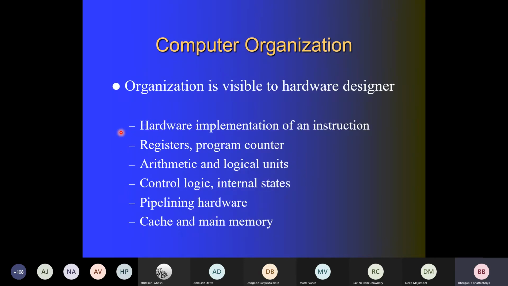On the other hand, organization is visible to the hardware designer. How would the instruction actually be implemented in hardware? How many registers should there be? What is the program counter? How should the arithmetic and logical units be built? How do you design the control logic or internal state? How do you implement pipelining hardware? What are the implementation details of cache, main memory, and so on?